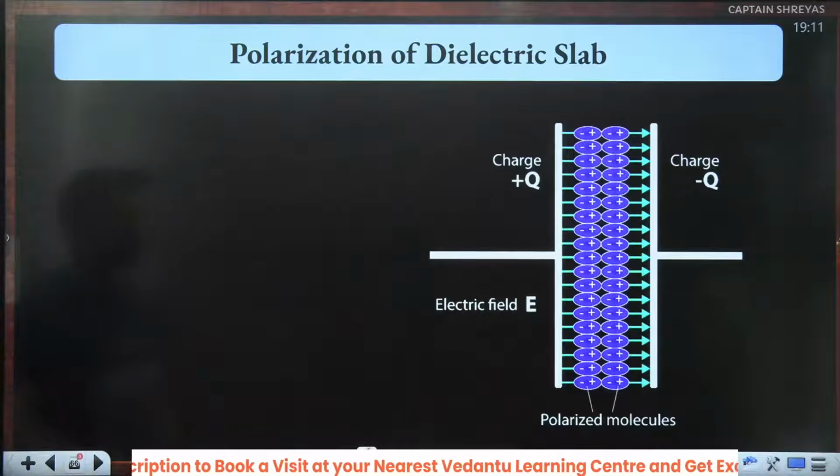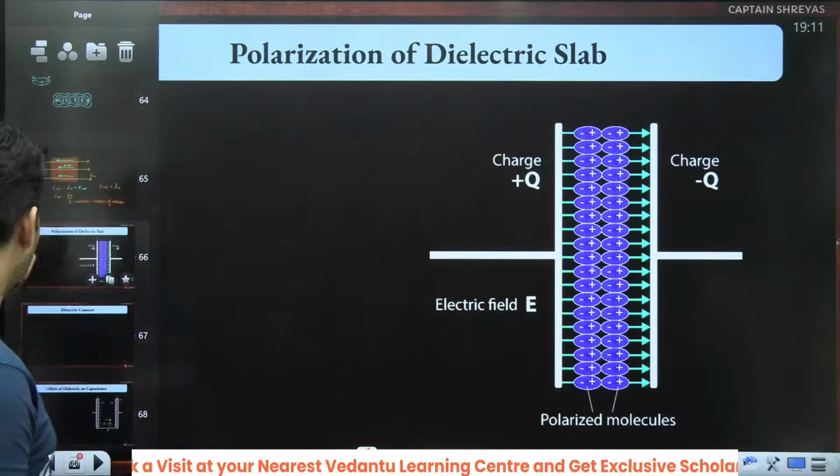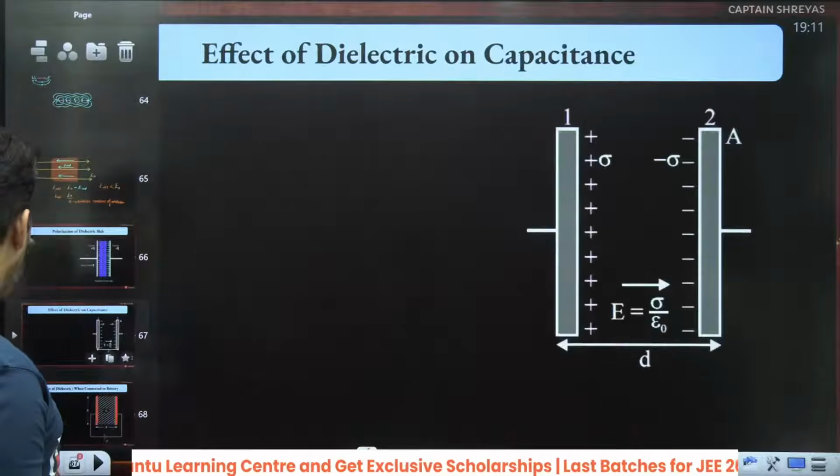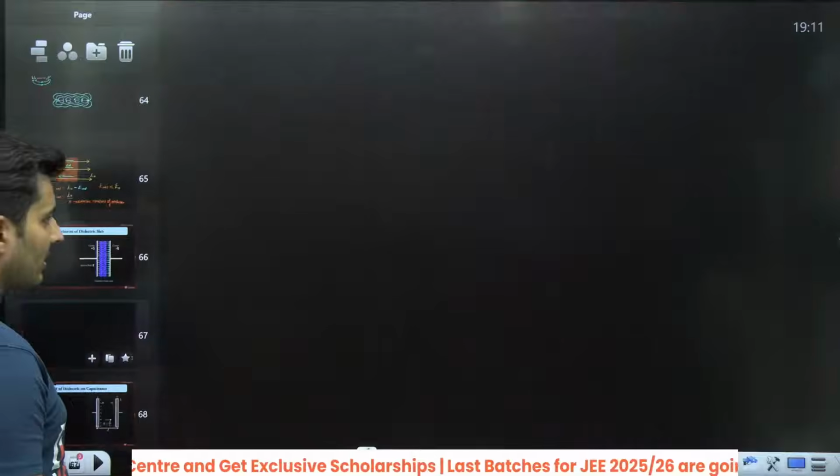Now, here is my argument. Observe this carefully. I have explained what the dielectric constant is, etc. Observe this carefully.